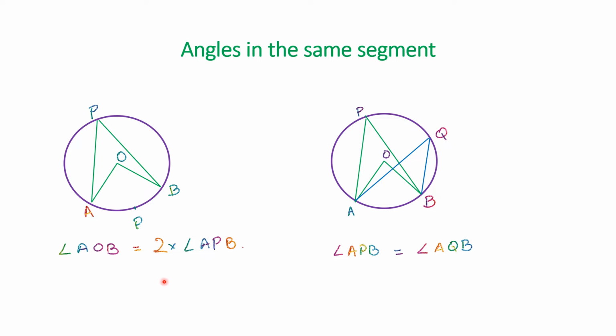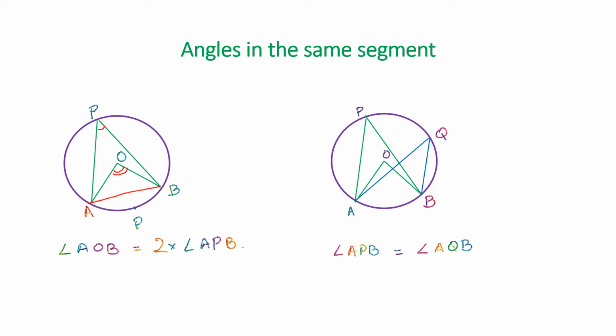Angles in the same segment. Suppose that there is a chord AB, and the chord AB is subtending an angle at the center, which is angle AOB, and the same chord AB is also subtending another angle on the circumference, angle APB. In that situation, you know that angle AOB is 2 times the angle on the circumference.